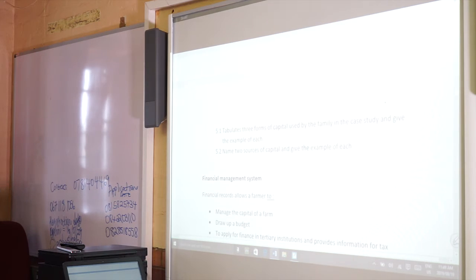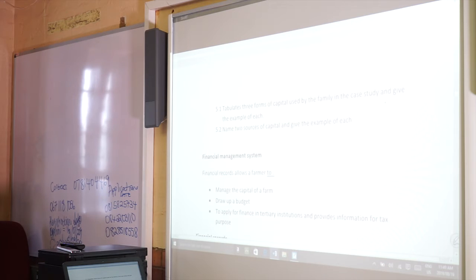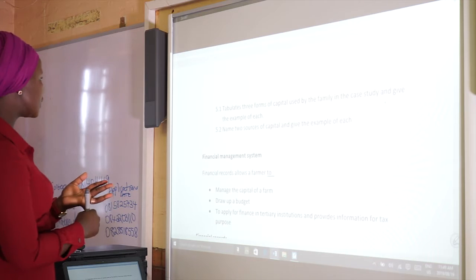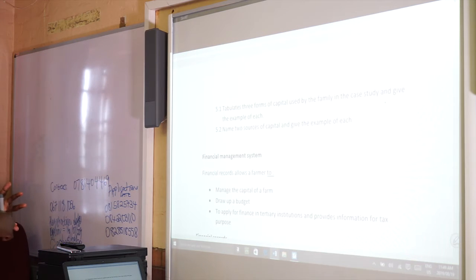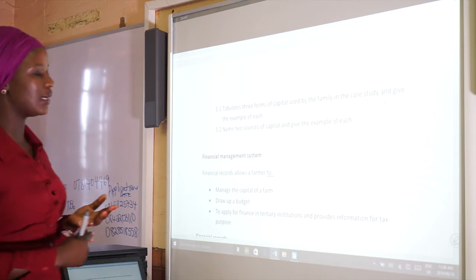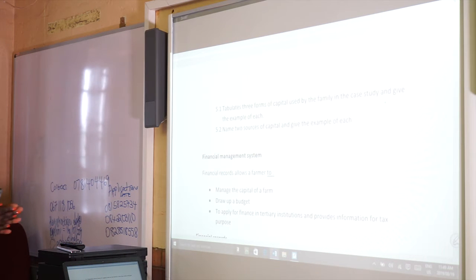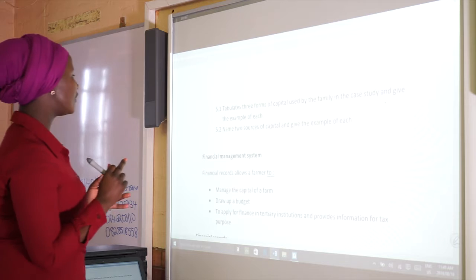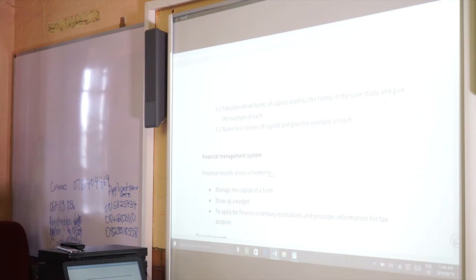Number 1, tabulate 3 forms of capital used by the family in the case study. 3 forms of capital. Number 1, we had a savings capital. Number 2, we had a grant. And then thirdly, we had a production capital. 5.2, name 2 sources of capital and give an example of each. Number 1, we had a working capital. Fertilizers, they were good examples of working capital. And then we've got a medium-term capital, which was a vehicle, and then machinery.